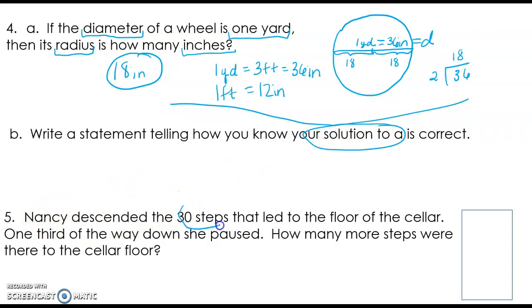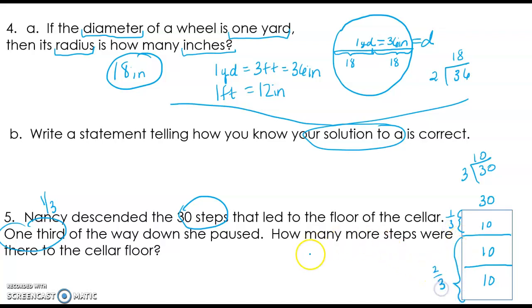Nancy descended 30 steps that led to the floor of the cellar. 1/3 of the way down, 1/3, she paused. How many more steps were there to the cellar? So what I'm going to do is I'm going to say, all right, I'm going to cut this into 3s. There are 30 total steps, so this is 10, 10, and 10, because I divided 30 by 3. 1/3 and 2/3. So it says, how many more steps were there to the cellar door? They still have 20 steps because she paused when she was 1/3 of the way down.